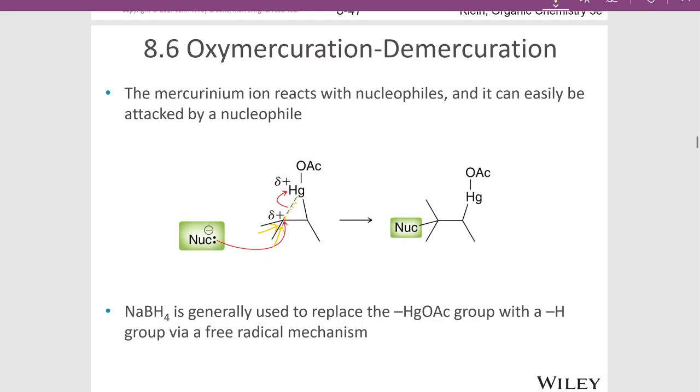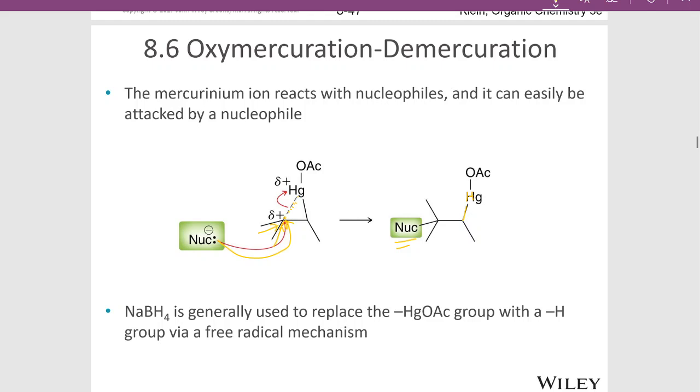And because it has more positive charge character, it's going to be more subject to nucleophilic attack. So the nucleophile attacks the more substituted side of what was the alkene. So we still get Markovnikov addition of the nucleophile to the more substituted side of the alkene. Now the mercuric acetate species goes to the less substituted side.